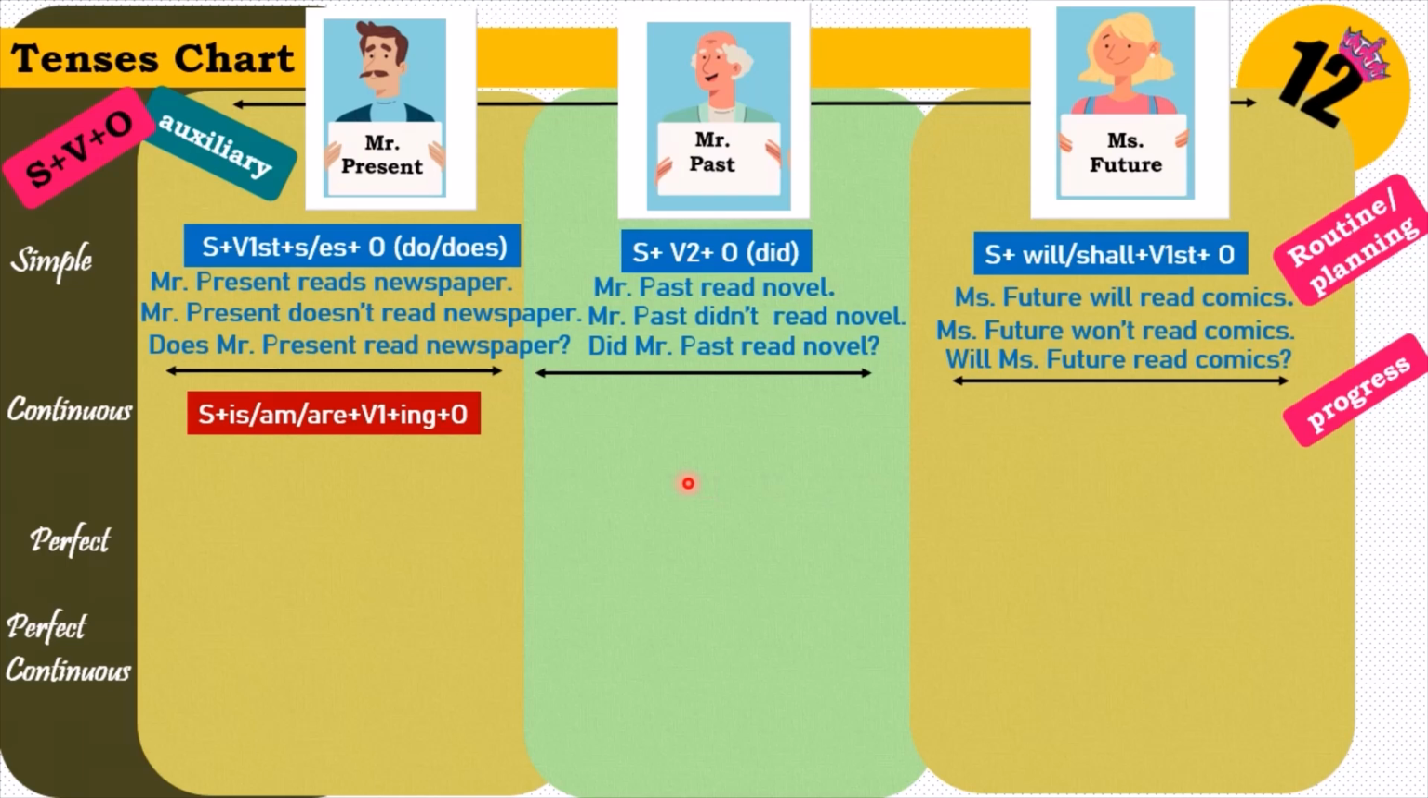And along with that, we are going to place first form of the verb plus ing. At the end, we will place an object. And it would sound like Mr. Present is reading newspaper. Yes, Mr. Present is the subject, is the auxiliary that we have added. He is a single person, so we are going to place is with verb first form plus ing.